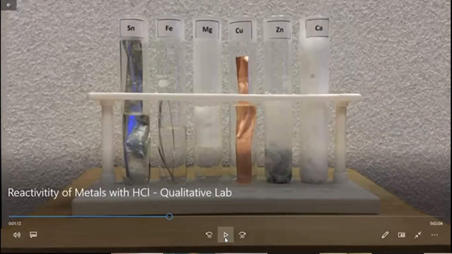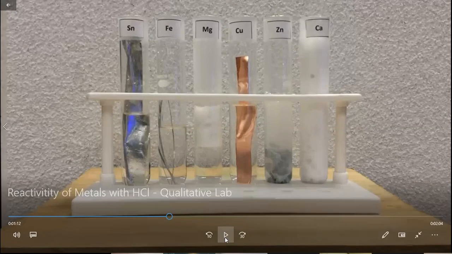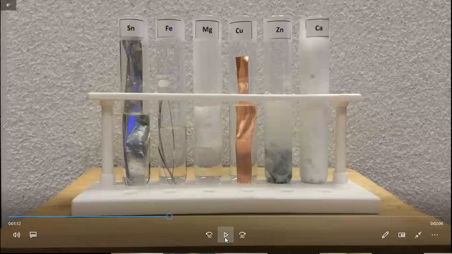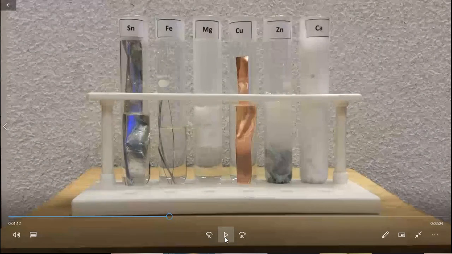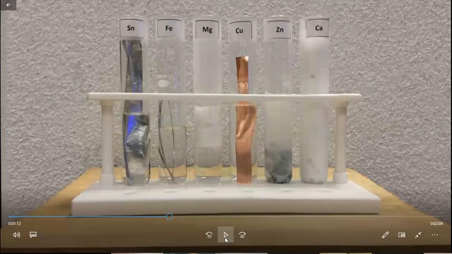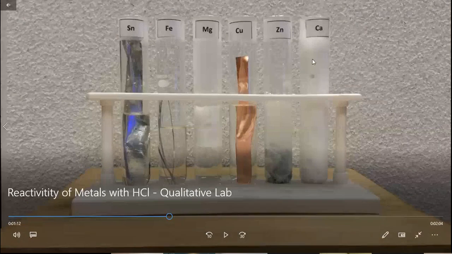Okay, from this video, can you detect what is the most reactive metal when reacting with acids? What is the most reactive? Calcium? Yes, very good. Ca, calcium is the most reactive metal from this experiment, because more hydrogen gas is produced during the reaction of metal and dilute acids.